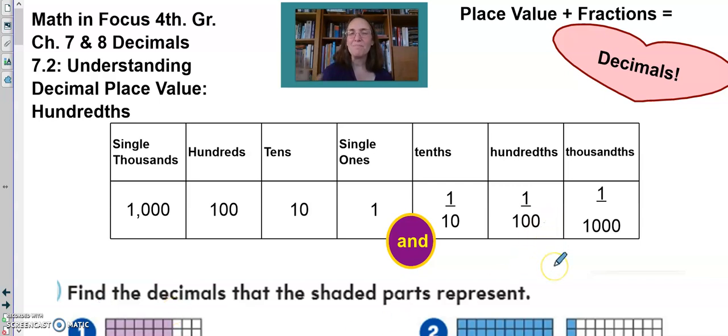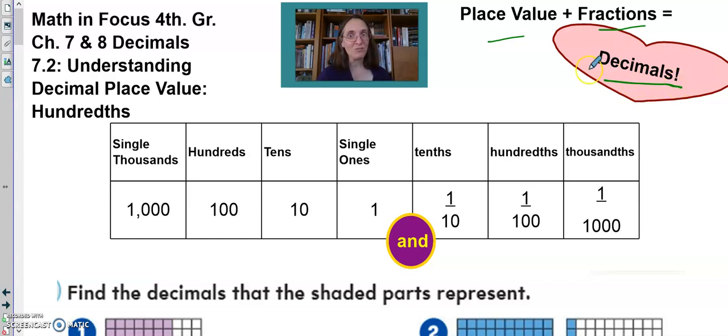In our last lesson, we really looked at tenths, and today we're going to spend some time with our hundredths. But the big ideas are the most important here. We're taking everything we know about our place value system, and we're marrying it to fractions, everything we just learned. Place value plus fractions equals decimal love forever.